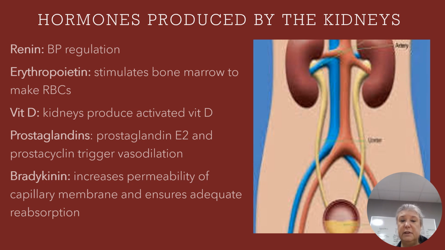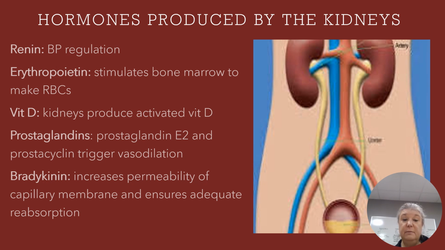Erythropoietin is produced exclusively by the kidneys, and that is produced when we have decreased renal blood flow and hypoxia. So erythropoietin stimulates the bone marrow to produce RBCs. Okay, what's interesting is you can actually administer erythropoietin to get the bone marrow to make some more RBCs.